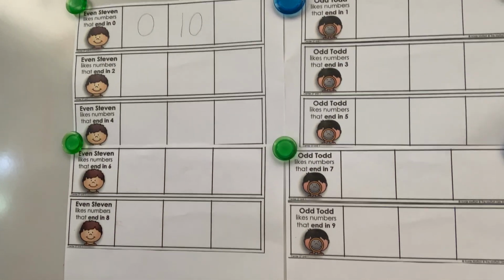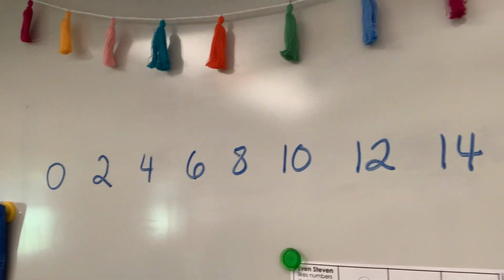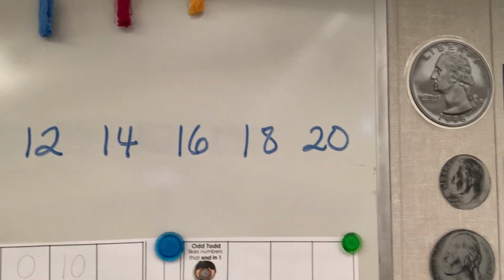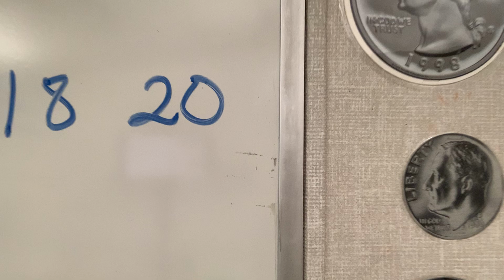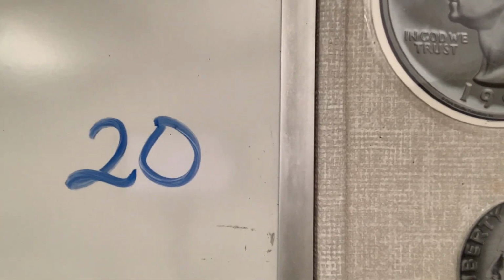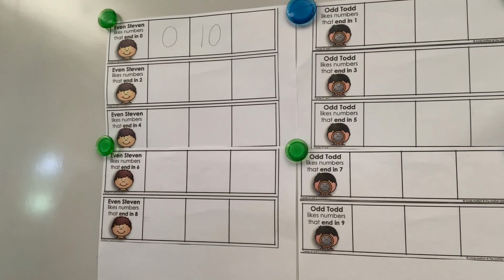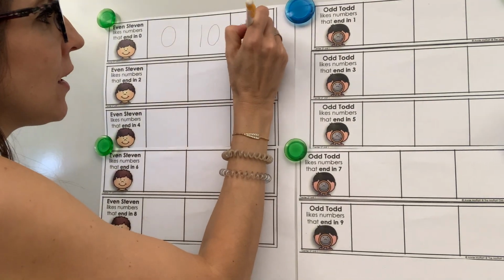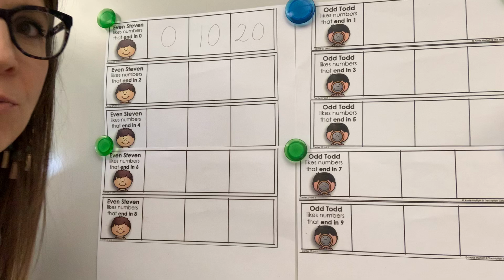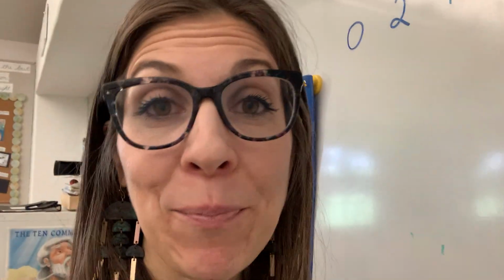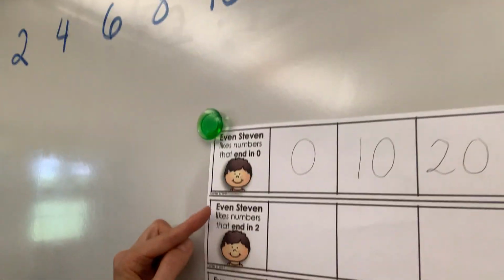Excellent. Okay, let's look again at our numbers. Which one ends with a 0? Yes, you got it. 20. 20 ends with a 0. So we're going to put a 2 and a 0. Make your numbers big like Miss Sarah, okay? So we can see them well. All right, very good.